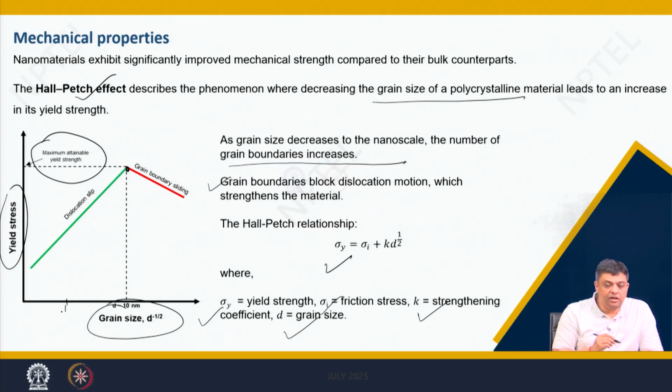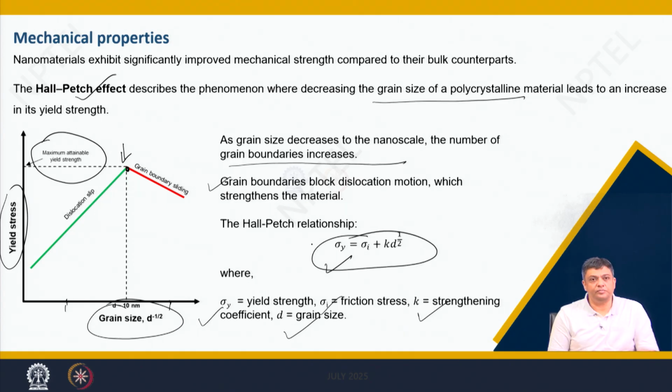Below a certain region, you will have reduced strength, and above this critical point you will have a reduced stress because of this relation. So, you can immediately find out for a given material what would be the critical grain size to obtain the maximum sustainable yield strength.